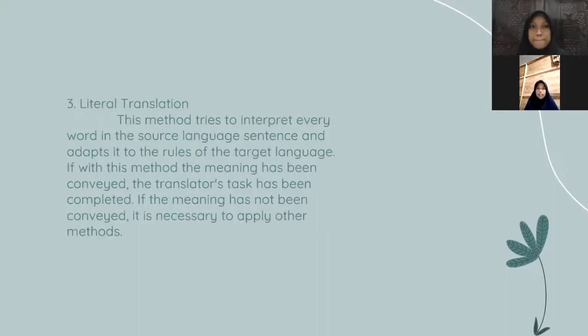And the third is literal translation. This method tries to interpret every word in the source language sentence and adapts it to the rules of the target language. If with this method the meaning has been conveyed, the translator's task has been completed. If the meaning has not been conveyed, it is necessary to apply other methods.